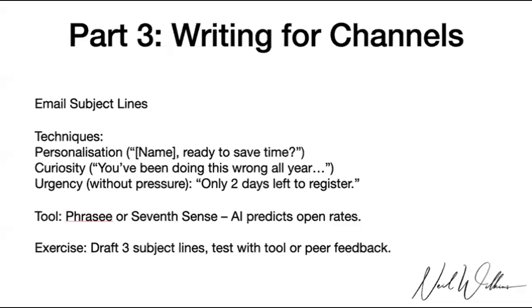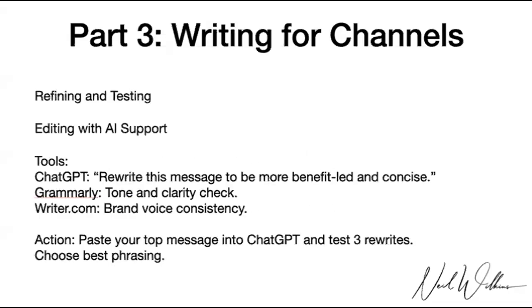And again, other AI tools can predict open rates based on the kinds of points that you're making here. So Phrasee or Seventh Sense could be worth testing. So your little exercise here, if you want to press pause again, is to draft 3 different subject lines and test with a tool or maybe peer feedback to see which one resonates and which one gets the most opens.